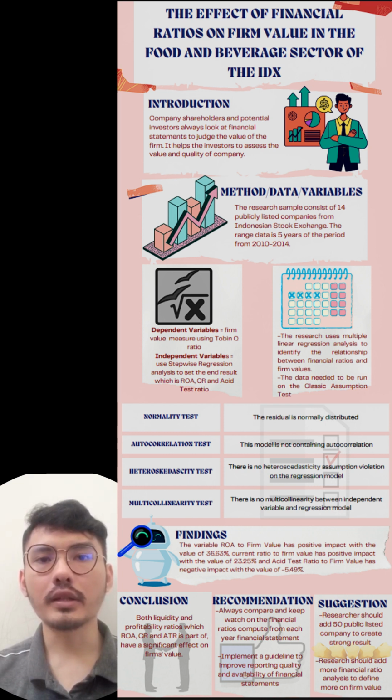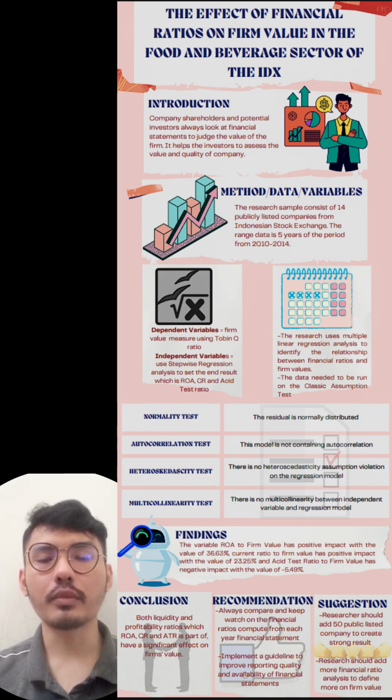And lastly, the multicollinearity test. It examines whether in the regression model a correlation can be found between each independent variable. The result above shows the VIF value of each independent variable is below 10, and it can be concluded that there is no multicollinearity between independent variables in the regression model.